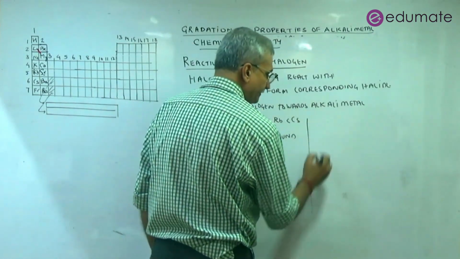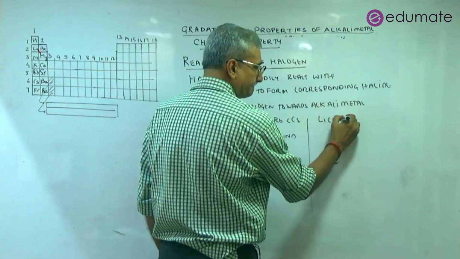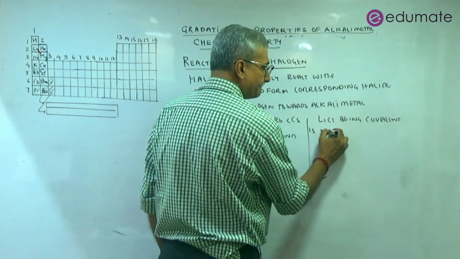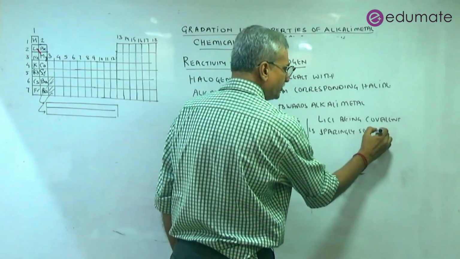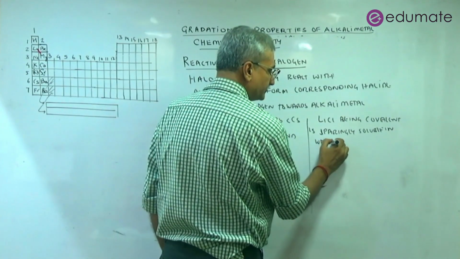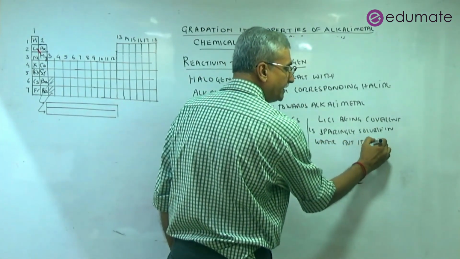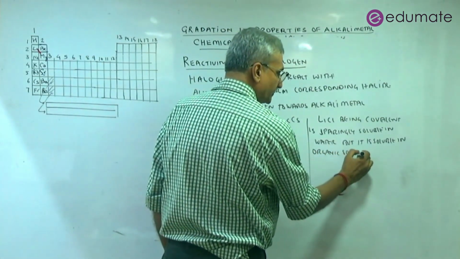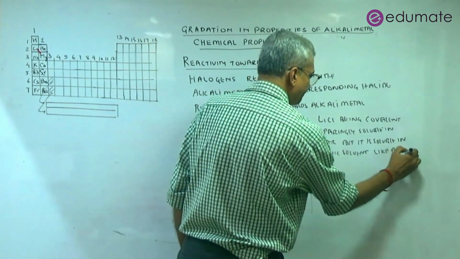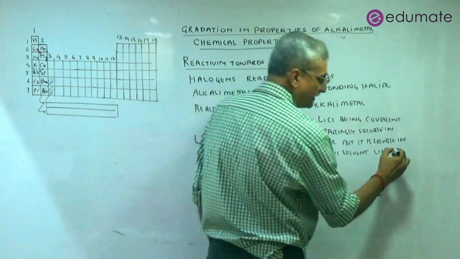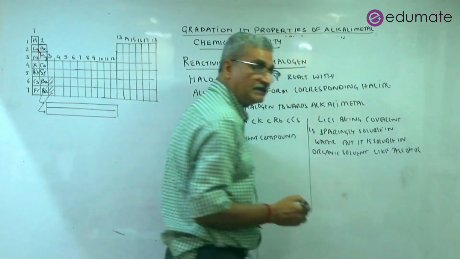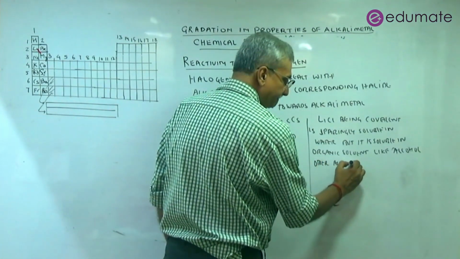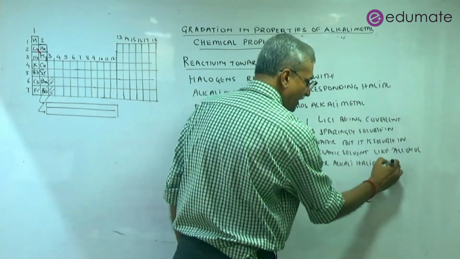Solubility. Lithium chloride being covalent is sparingly soluble in water. But it is soluble in organic solvents like alcohol. The other alkali halides are soluble in water.